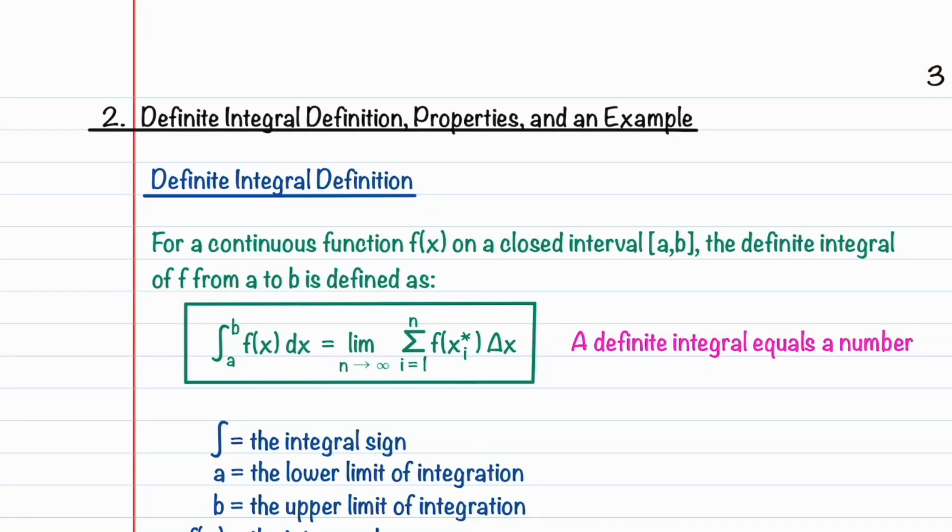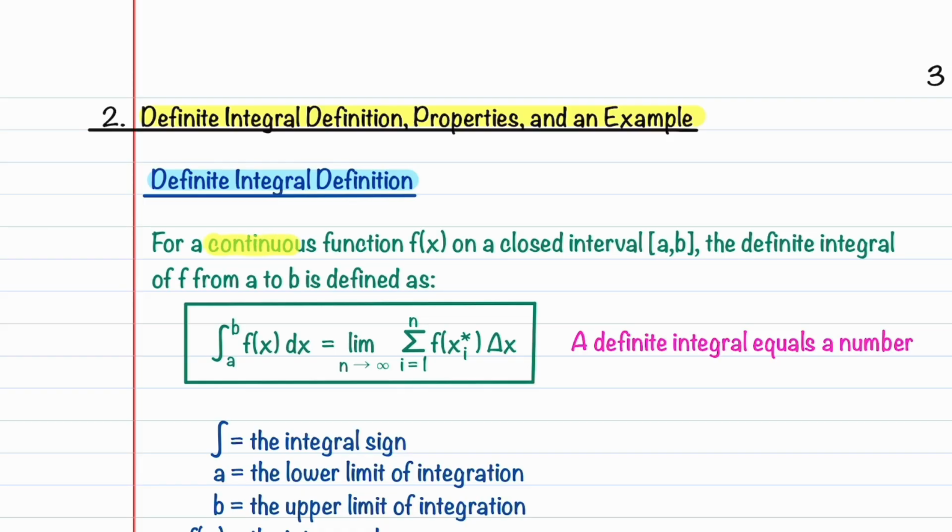We're now going to learn how a definite integral is defined as the limit of a Riemann sum, go over some properties that you'll need to know, and walk through an example. Let's begin with the definition of the definite integral.